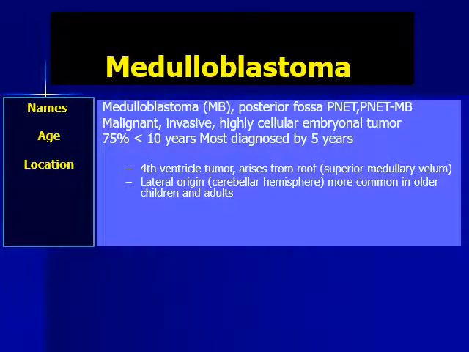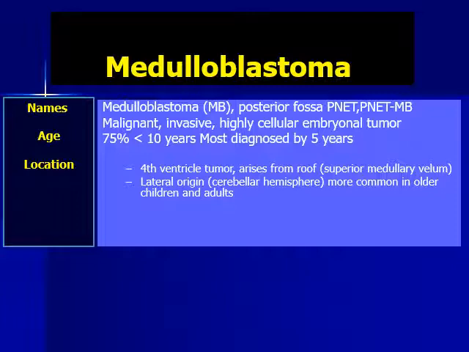Medulloblastoma. Medulloblastoma, or what is called posterior fossa primitive neuroectodermal tumor, is a malignant, invasive, highly cellular embryonal tumor. 75% occurs in children less than 10 years old and it is mostly diagnosed by the age of 5 years.